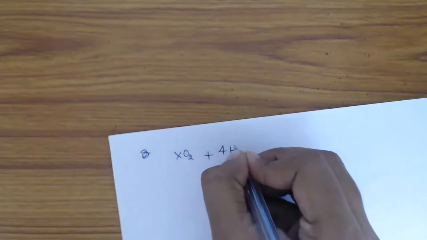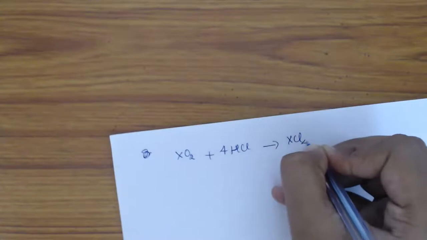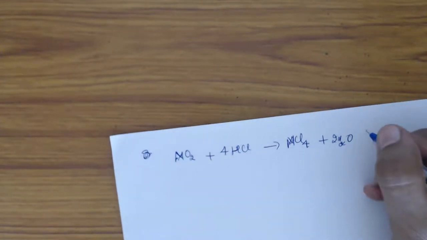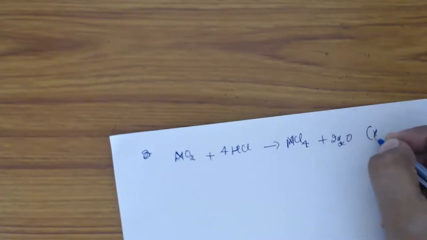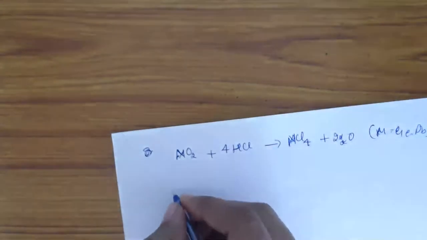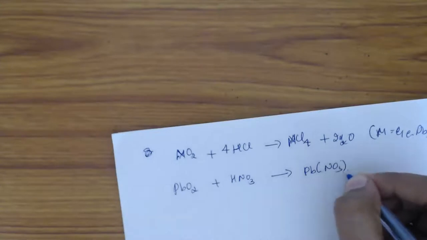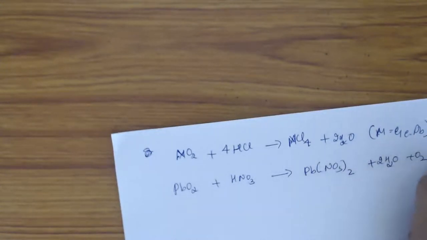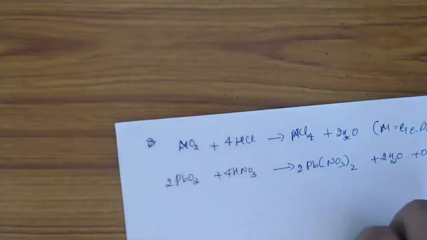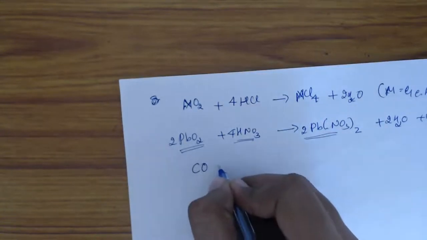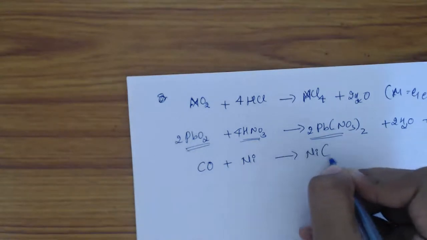If you want to check the important reactions, the oxides, XO2 type compounds, when treated with HCl, they form what? MCl4 plus 2H2O. MO2 oxides react in the presence of acid to form MCl4 plus 2H2O. M may be what? Germanium and lead. Okay, PbO2, when it reacts with concentrated HNO3, forms Pb(NO3)2 plus 2H2O plus O2. To balance this, you may adjust the molecules. Just remember, when lead oxide reacts with HNO3, it forms lead nitrate. Okay, and CO reacts with nickel, it forms what? Nickel tetracarbonyl.